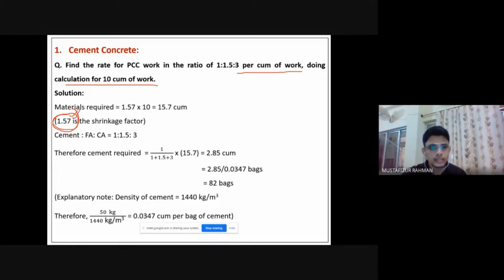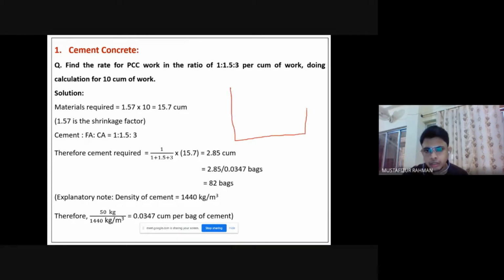Now why is this shrinkage factor being used? This value is 1.52 to 1.57. At some places we will see 1.52 being considered, at some places 1.55, or at some places 1.57. Here we are going with the largest value, but other values are also fine. So why do we do that?